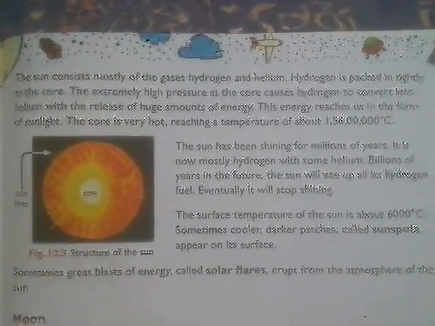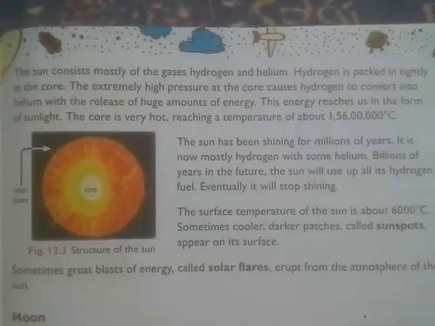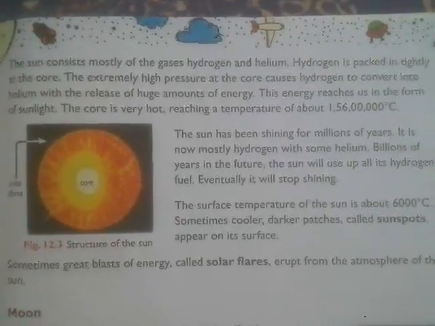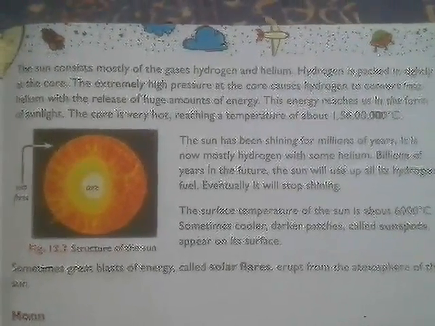Now the sun was also formed millions of years ago. It mostly consists of two gases, so hydrogen and helium are the main components of the sun. Now the temperature at the surface of the sun is 6,000 degrees Celsius. So at the top layer of the sun, the temperature reaches somewhere around 6,000 degrees Celsius.